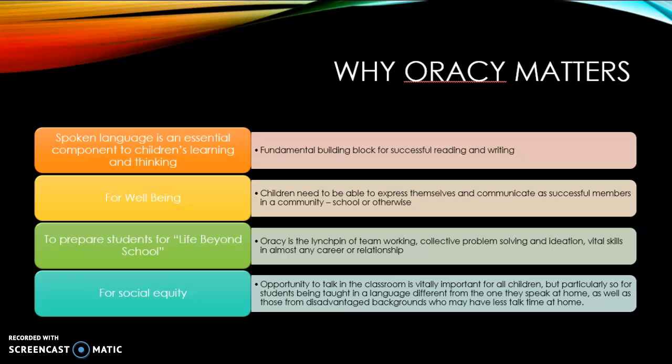the oracy component of the English language arts dimensions is there for a reason, and I think that oracy matters for several reasons. One is that it's foundational to thinking and learning, and not just for children, for many of us. In fact, recent research points to successful speakers and listeners as successful readers and writers. It's also very important to well-being. We all need to be able to express ourselves and communicate to be successful members in any community, whether that's in school or not. I can only imagine what it feels like as a child to be unable to express yourself in a way you know how when you're at school.